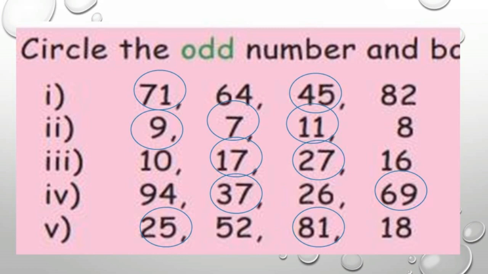And the fifth one: 25, 52, 81, 18. Among these, 25 and 81 are the odd numbers. Since we have 5 and 1 in the ones place, they are odd numbers. Odd numbers means the numbers 1, 3, 5, 7 and 9. You have to find these numbers in the ones place. We can say it is an odd number.